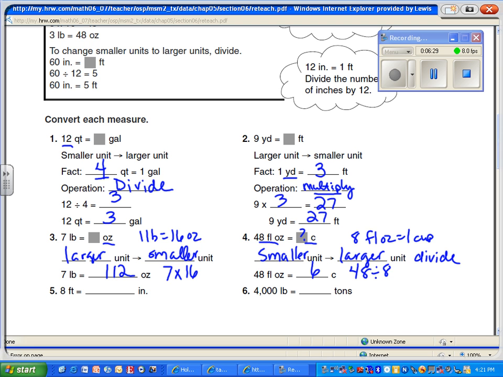All right, and then on number 5, they didn't give us any help. So we're just going to have to, you notice as we go through the examples, they give you less and less help to step you through it. So you should be able to do it on your own.